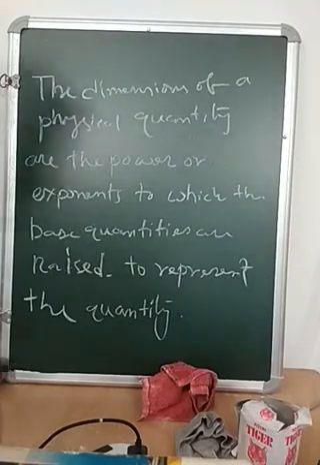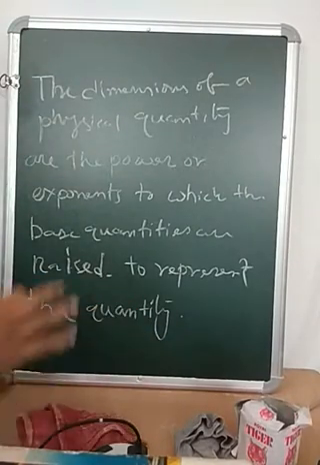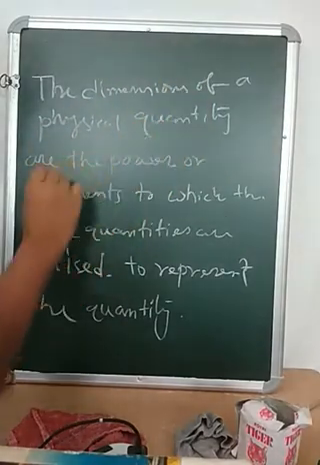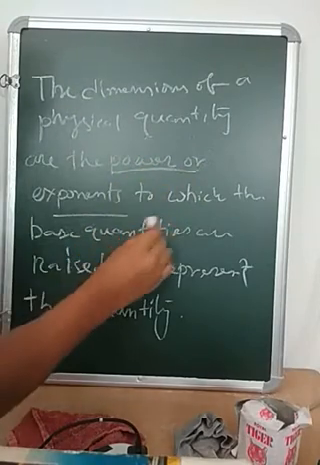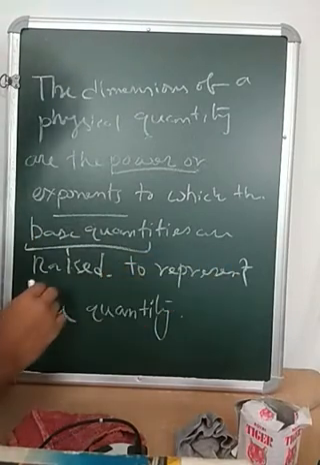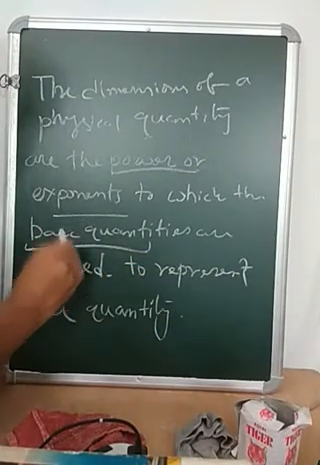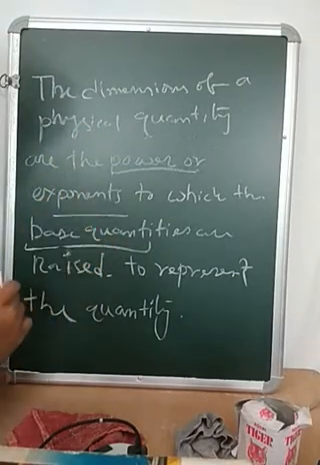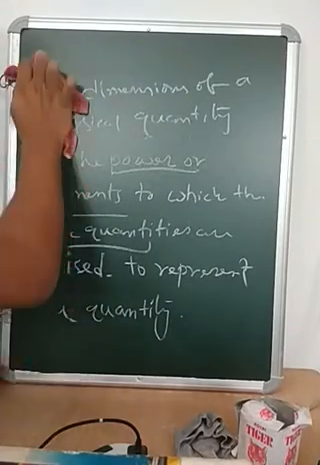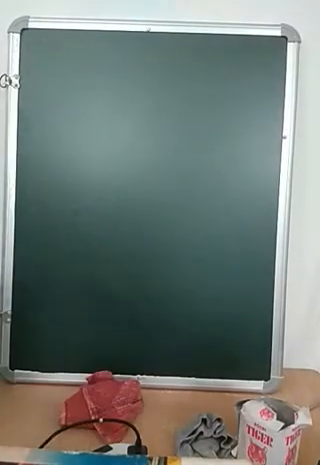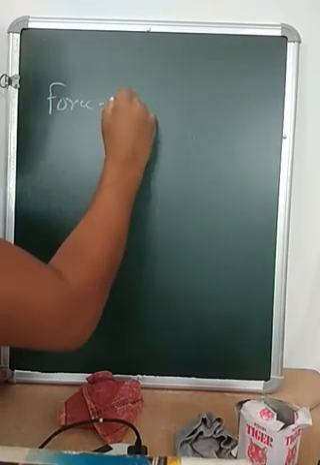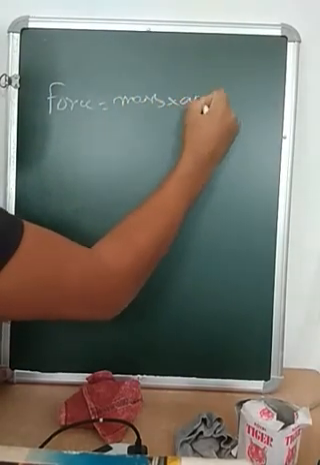So what is the definition of dimension? The dimensions of a physical quantity are the powers or exponents. Base quantities means those 7 quantities. The powers to which the base quantities are raised to represent the quantity. So suppose I'm dealing with force. We know that force is mass and acceleration.